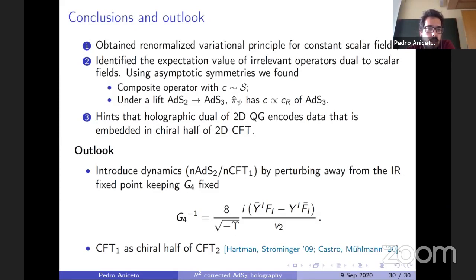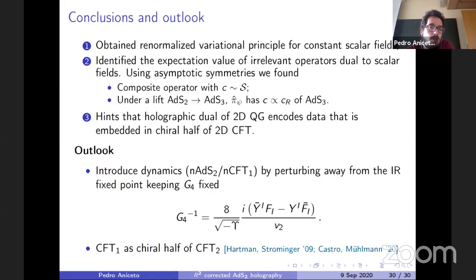And we also showed that under a lift of AdS2 to AdS3, the AdS3 information is captured in the anomalous transformations of some of the fields of our theory in 2 dimensions. This is once more a hint that, at least in the situations where you can actually go from AdS3 to AdS2, the holographic dual of 2-dimensional quantum gravity might encode data that is embedded in the chiral half of a 2-dimensional CFT. Going from AdS3 to AdS2 is something that can always be done.